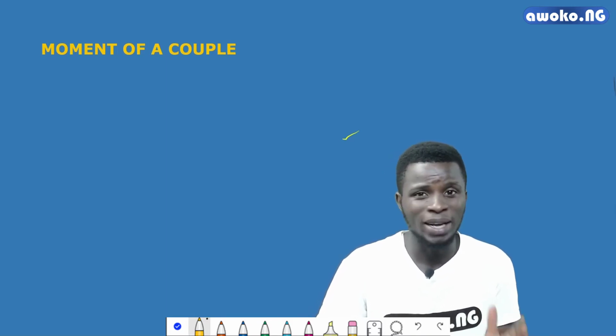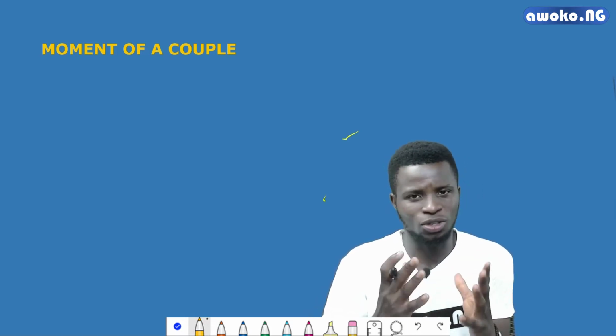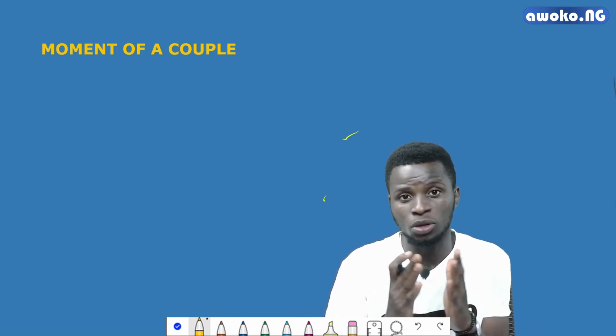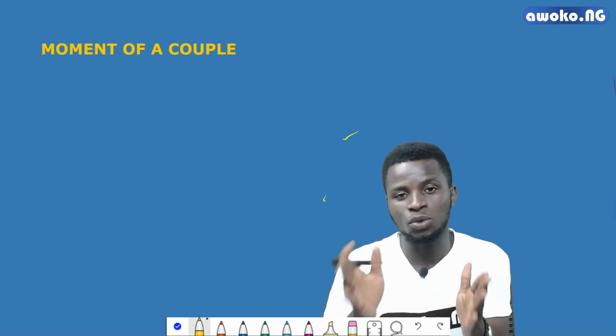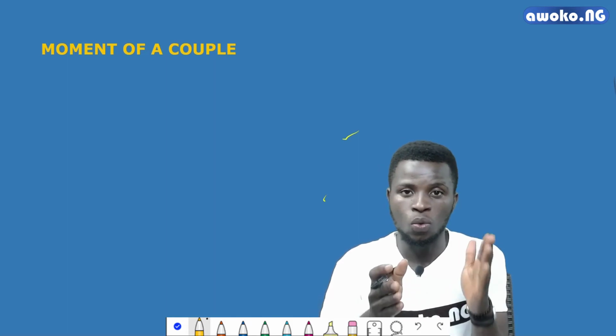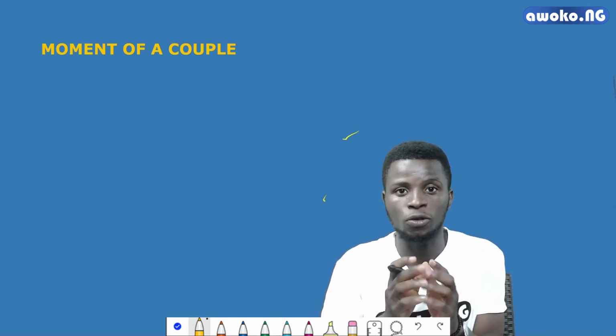So, by definition, a couple, just as the name implies, is just talking about two. When we talk about a couple, it talks about two. I'm sure this is not the first time you're hearing the word couple. If a man and a woman come together in marriage, we call them a couple. Because one entity is coming together with another entity to form one.